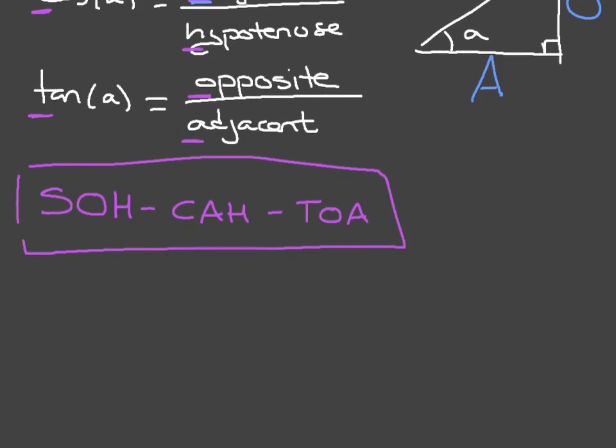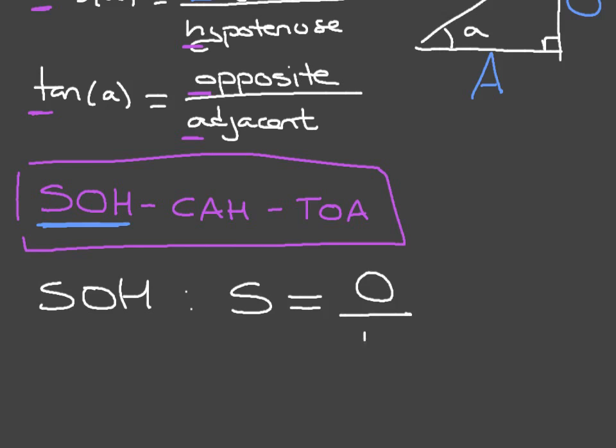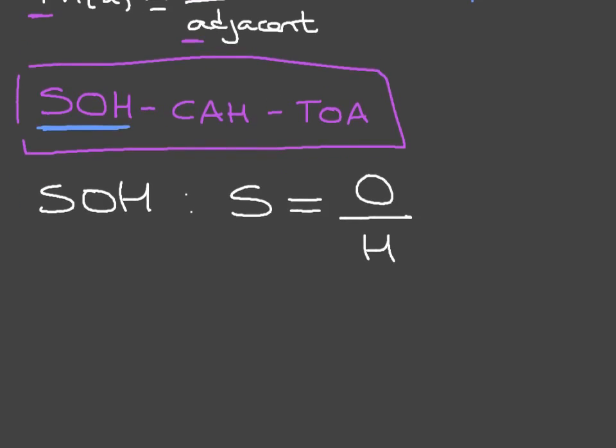SOH-CAH-TOA. The way this works is, let's take SOH to actually illustrate how this works. When I look at SOH, this tells me that the first letter, S, is equal to the second letter, O, divided by the third letter, H. In other words, for any angle A inside a right angle triangle, sine of A is equal to the opposite side length, that's the side length which is opposite the angle A, divided by the hypotenuse of the triangle.